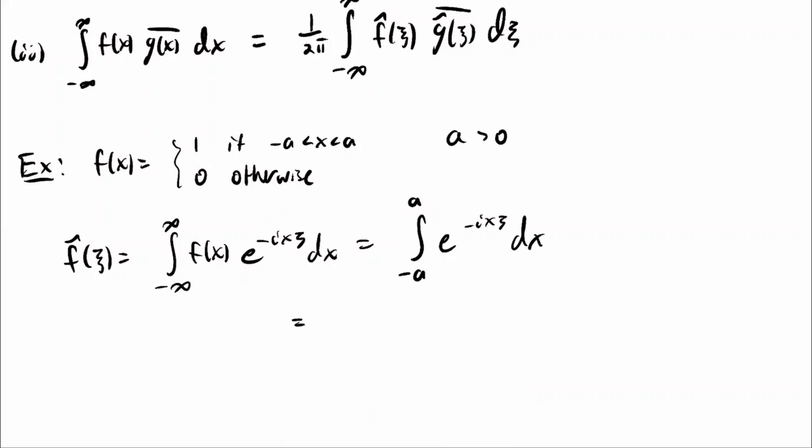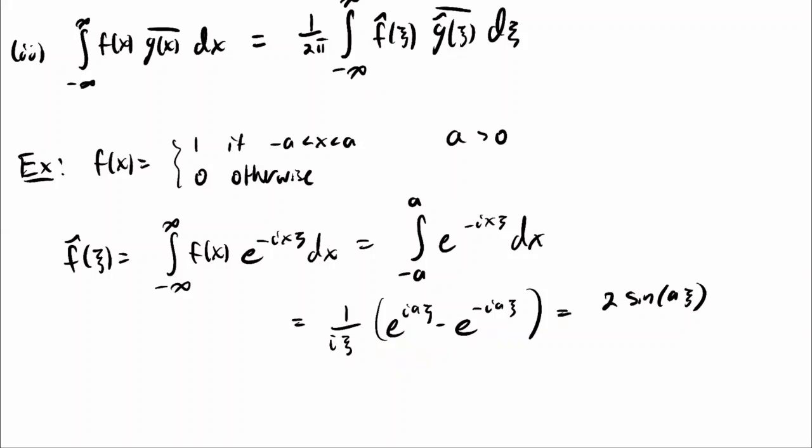Well, you have to take the antiderivative. So you end up with 1 over ixξ times e to the iaξ minus e to the minus iaξ. But now I can write this, remember we have the formula for sine in terms of complex exponentials, as twice the sine of aξ divided by ξ. And so this here is the Fourier transform of the function that we just started with.